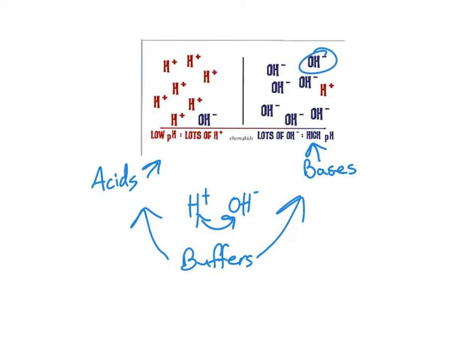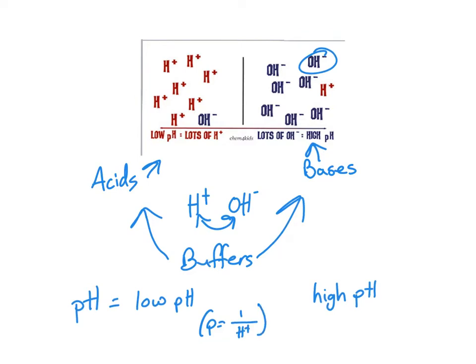And then finally, a quick definition of pH. We use this to denote how acidic or basic a solution is. So a low pH is on the acidic side, and a high pH is on the base side. If you've ever wondered why low pH means lots of H ions, it's because that P actually equals 1 over those H ions. So if you have lots and lots of H ions, your P value will actually get smaller.